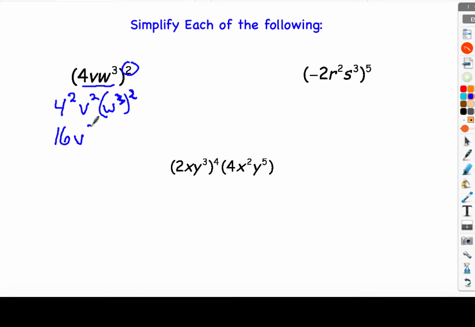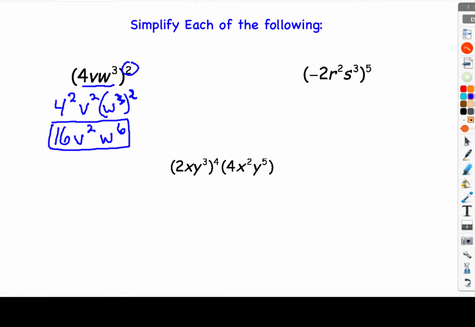Then v squared is just v squared, but in that next property we have, well, power to a power, right? w to the third to the second. We have a property that says 3 times 2, power to a power, you multiply. So again, this is going to be 16 v squared w to the 6th.